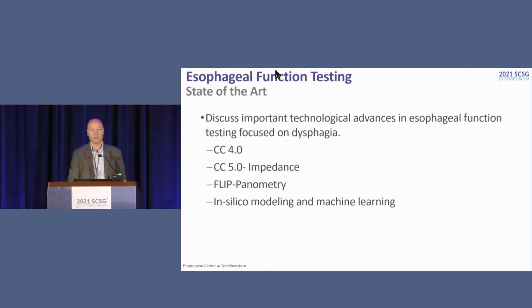All right, so the goals of my talk today are going to really focus on discussing important technological advances in esophageal function, specifically focusing on dysphagia, but we will certainly talk a little bit about GERD. And what I'll do today is also review the Chicago Classification 4.0, but also talk about where we're going with Chicago 4.0 to 5.0, especially with the introduction of impedance. I'll talk a little bit about FLIP panometry, and before I go any further on that, I will tell you that I do have a conflict with that. That was actually a technology that evolved in our lab, and we do have patents and licensing agreements with Medtronic.